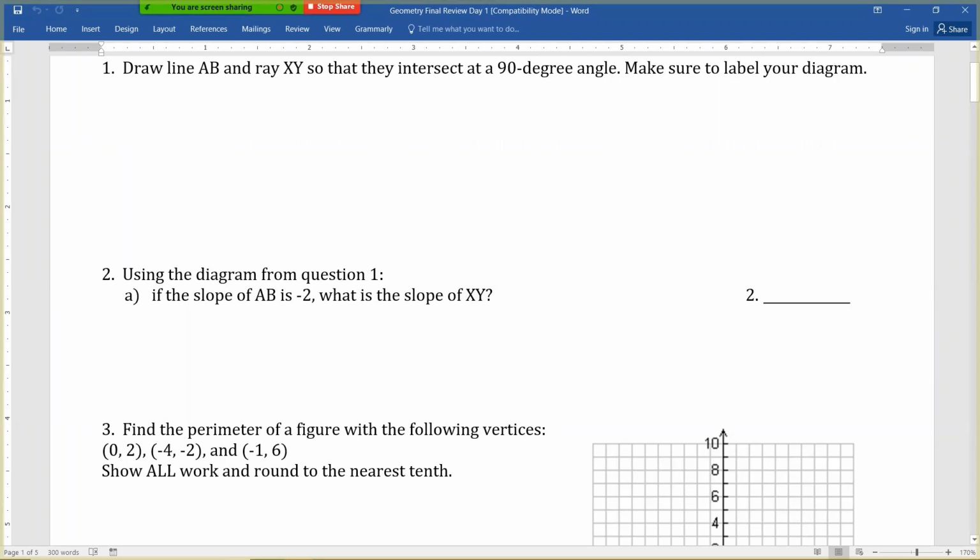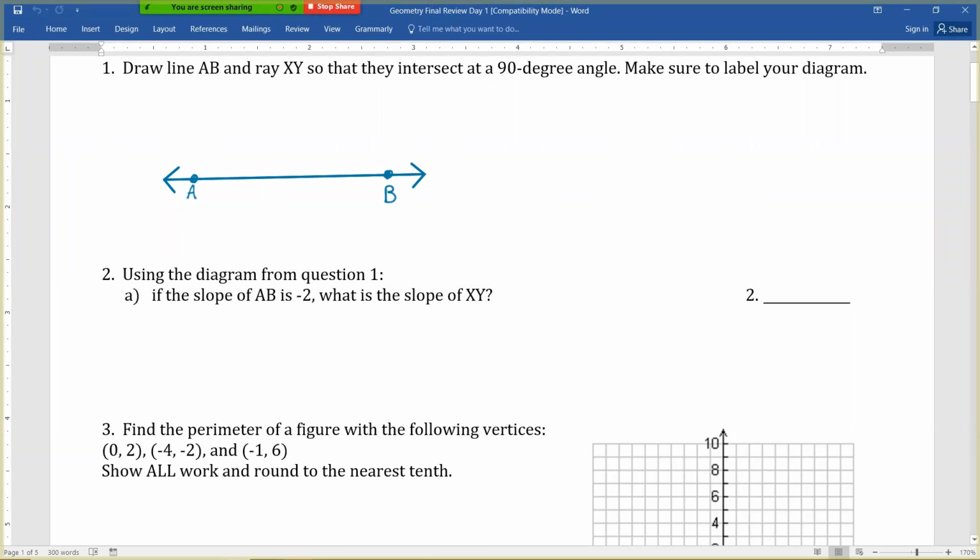So question number 1 says, draw a line AB and ray XY so that they intersect in a 90-degree angle. Make sure to label your diagram. So we need line AB. So I'm going to say this is line AB. Remember, for this to be a line, it has to have arrows on both ends. And for it to be line AB, somewhere on it, it's got to have an A, and somewhere it's got to have a B. So right there's line AB.